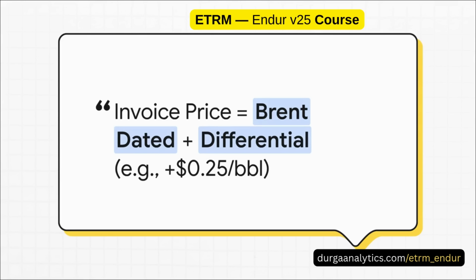And this formula right here tells the whole story. The final price on the invoice isn't some fixed number. No way. It floats. It's directly tied to that published Brent dated index, plus or minus a little bit, a differential that's negotiated based on things like quality or logistics. Your ETRM system has to pull in that Brent price every single day to value and settle this trade correctly.